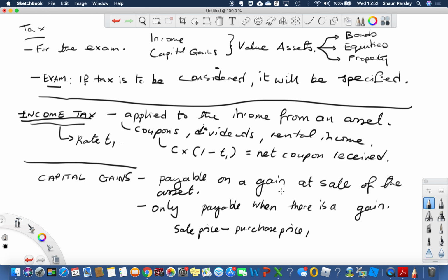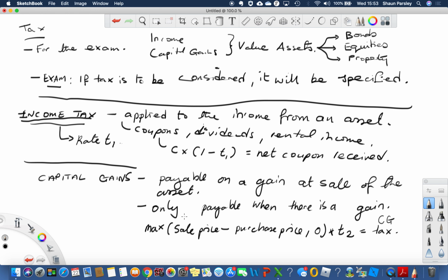Comma, zero. So we'll put that round there like that. We'll say this is like a max function as we learn in Excel. So if sale price minus purchase price is negative, then we use 0 instead, and then we multiply that by, say, T2, which I've just said is the capital gains tax rate. And that'll give you the amount of tax payable, the CGT, capital gains tax.